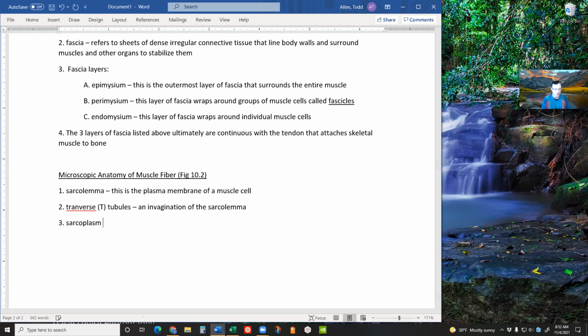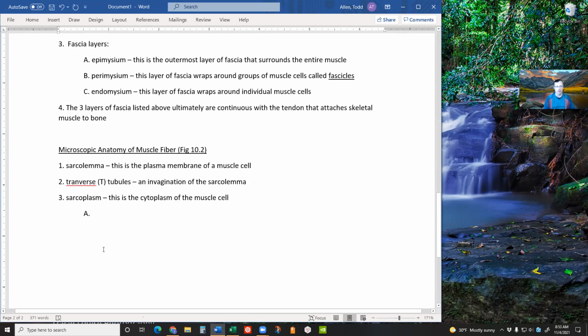Sarcoplasm. Sarcoplasm is the muscle-specific term for the cytoplasm of the cell, okay? This is the cytoplasm of the muscle cell. And what I would bring to your attention at this time is a couple features that are unique and important that you appreciate about the sarcoplasm of a muscle cell here. First off, the sarcoplasm is very abundant in storing glycogen.